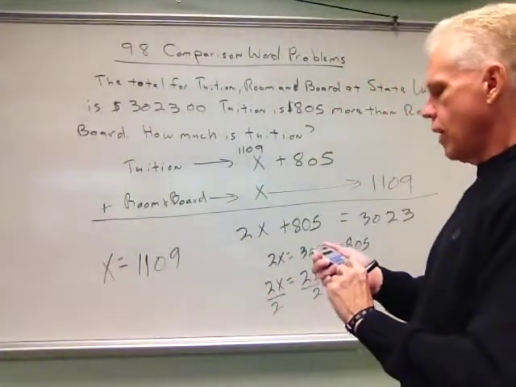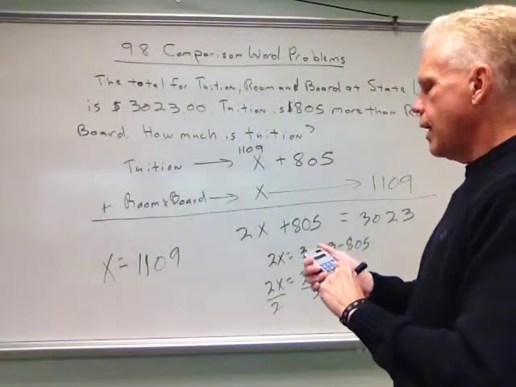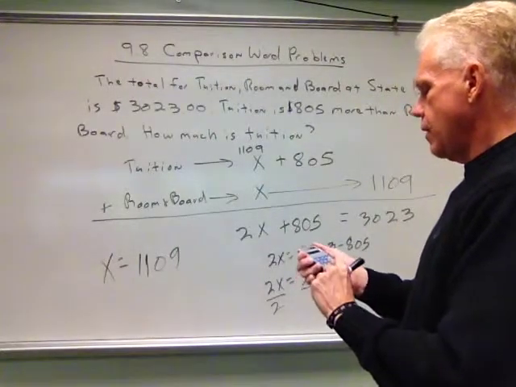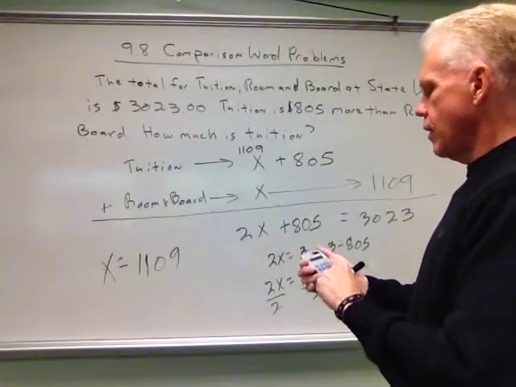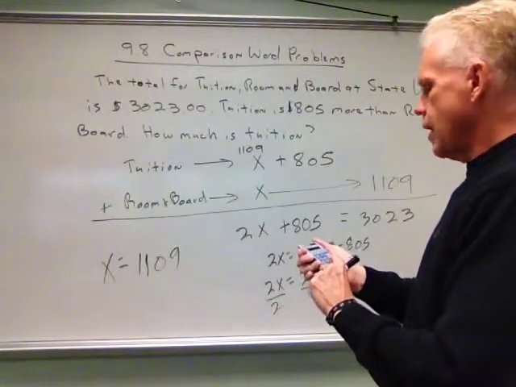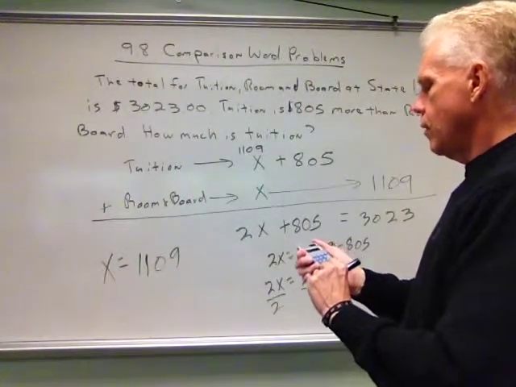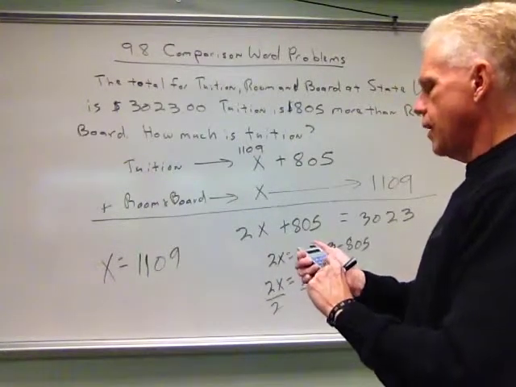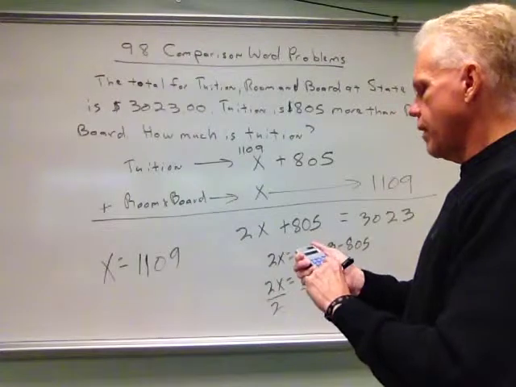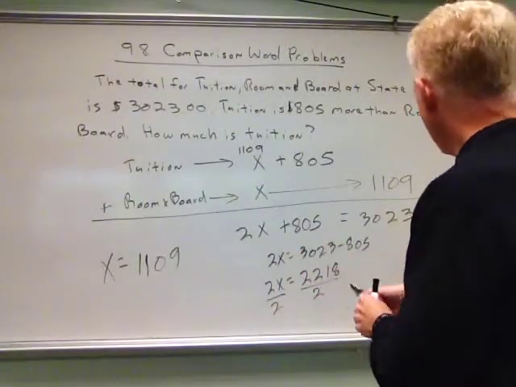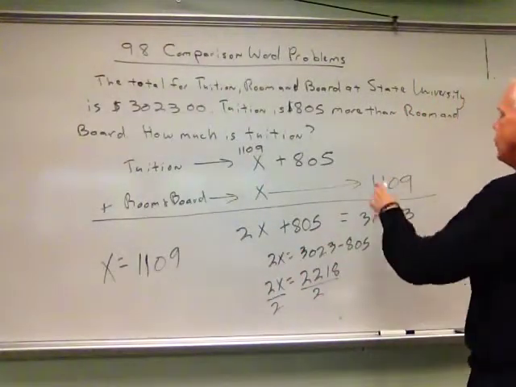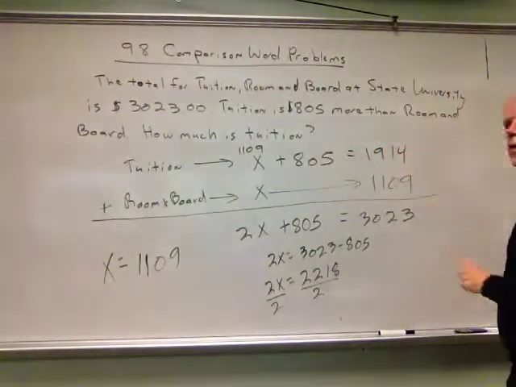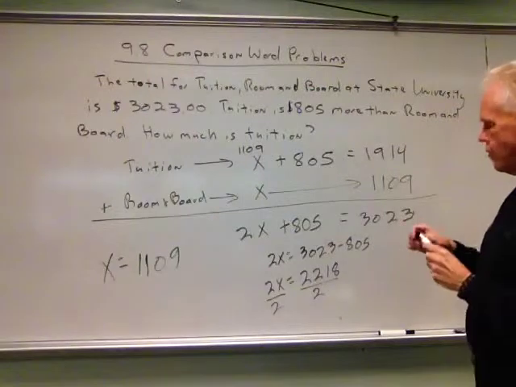So we're going to go 1109 plus 805 equals 1914. Okay? So my tuition is 1914.